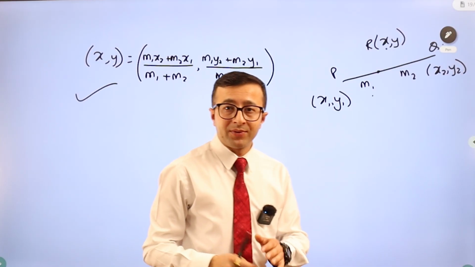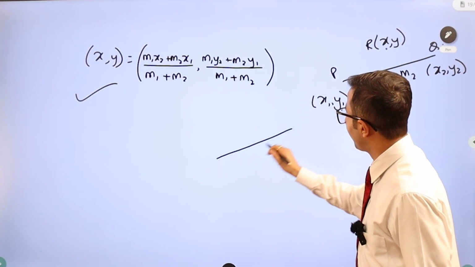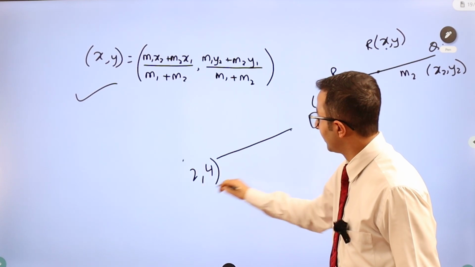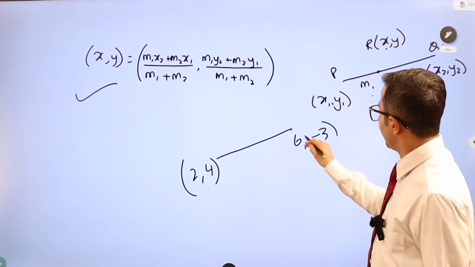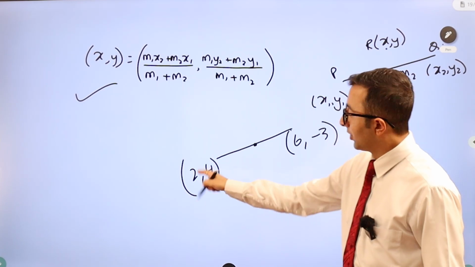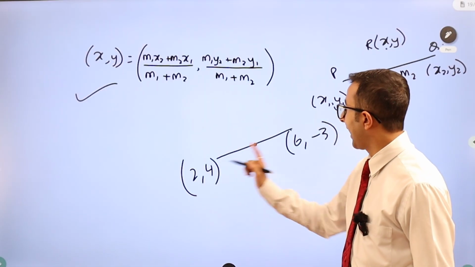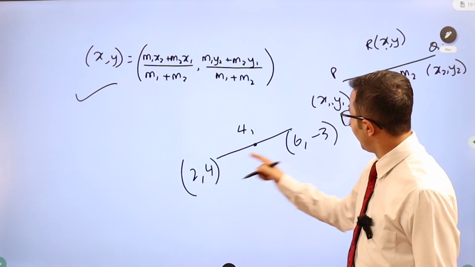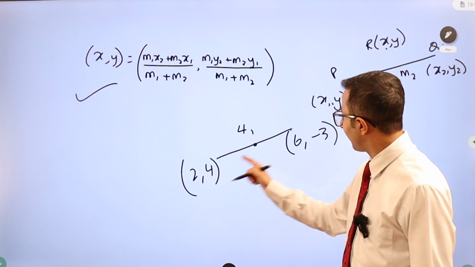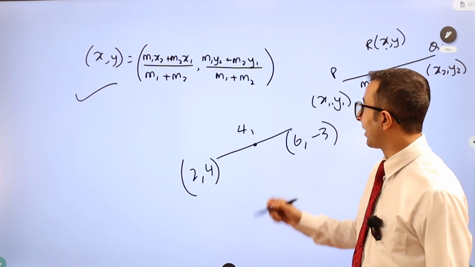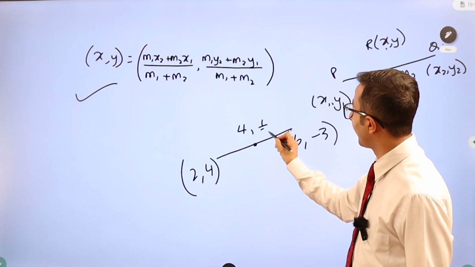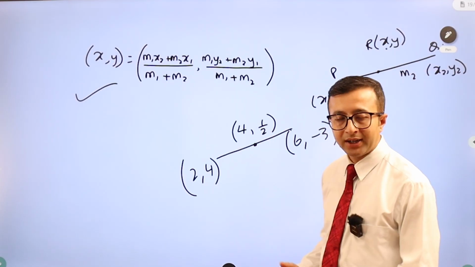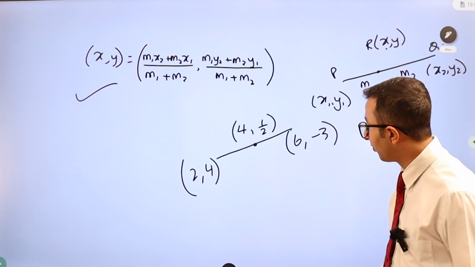Clear or not? If someone asks you to find the midpoint, suppose there are 2 points, 2, 4 and 6, minus 3. First find the average of the x part. 6 plus 2 is 8, 8 divided by 2 is 4. And for y, 4 and minus 3: if you add 4 and minus 3, it gives us 1. 1 divided by 2 is 0.5, or else you can write 1 by 2. So these are a few tricks, a few ideas to find the midpoint of the given points directly.